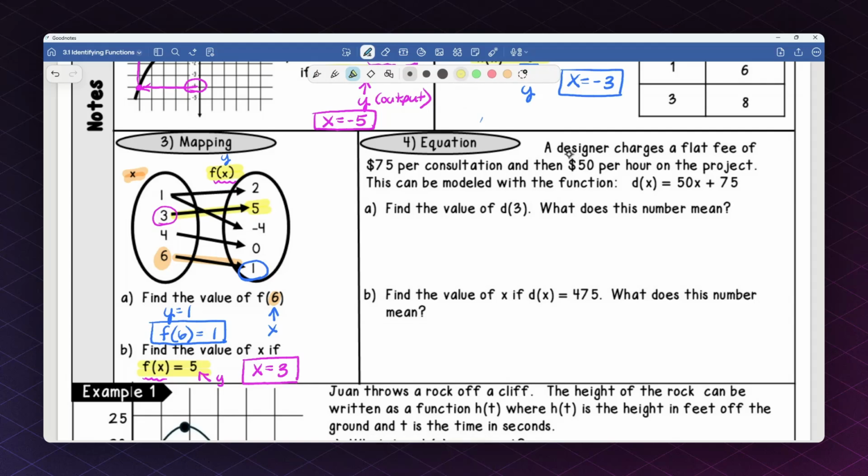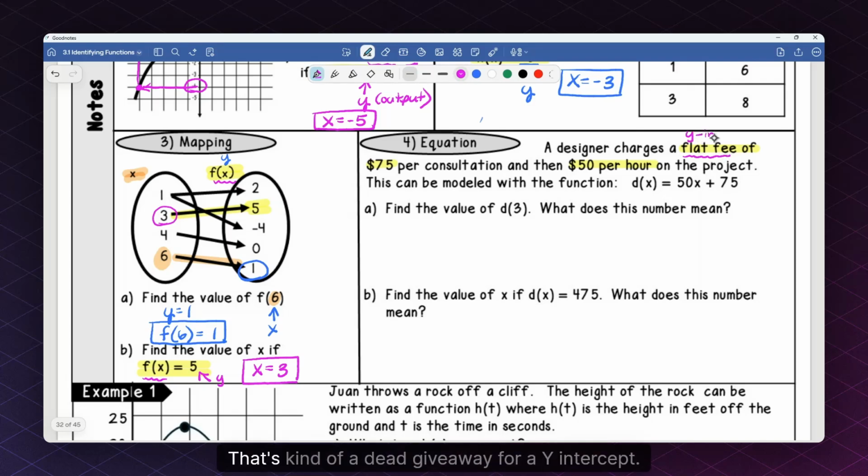Okay, so we have a designer charges a flat fee of $75 per consultation and then $50 per hour. When you read this, a flat fee sounds like a y-intercept. That's kind of a dead giveaway for a y-intercept. And when you see this $50 per hour, this sounds like a slope. And indeed, they wrote the function out for us, which was really nice. They got d of x equals 50x plus 75.